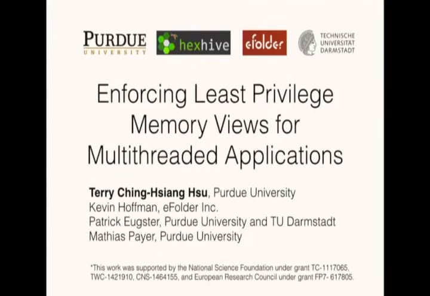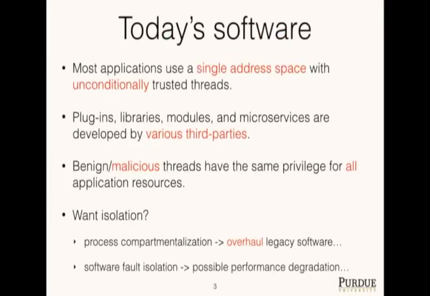So let's get started. What are the problems of today's software? Today's software has numerous components running within the same process address space. What makes this situation a security nightmare is that some of these software components could be developed by various third parties. So if a targeted application is a multi-threaded application, then all of these software components are unconditionally trusted, even if they shouldn't be. That's the problem here.